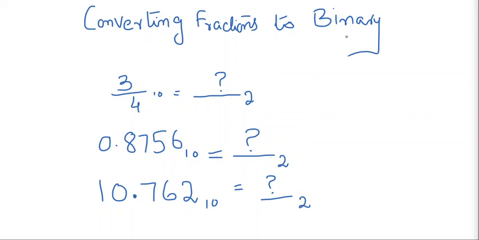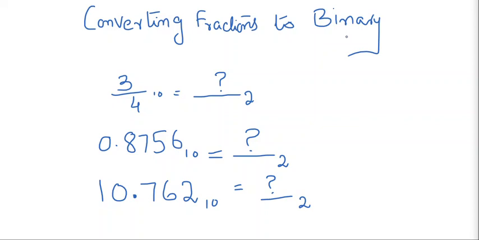Similarly, if you have another number, a fraction represented as a decimal, 0.8756 base 10, how would we convert that? And then another example would be a number with a fractional part and a nonzero whole part in front of it, for example 10.762. How would we represent that in a binary number? And then we will also learn how to convert it back.